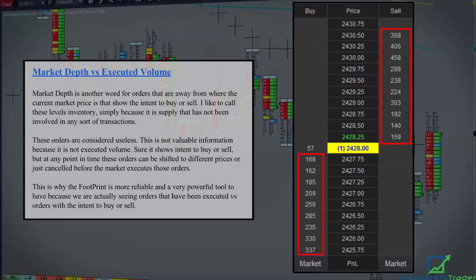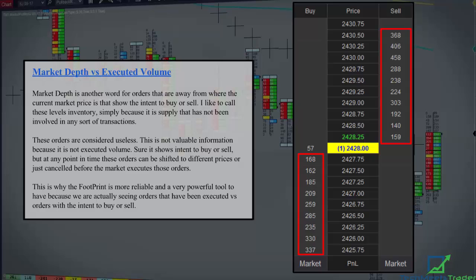So taking a look at the difference between market depth and executed volume. This is extremely important. Market depth is another word for orders that are away from where the current market price is, that show the intent to buy or sell. I like to call these levels inventory, simply because it is supply that has not been involved in any sort of transactions. These orders are considered pretty much useless. I mean, this is not valuable information whatsoever because it is not executed volume.